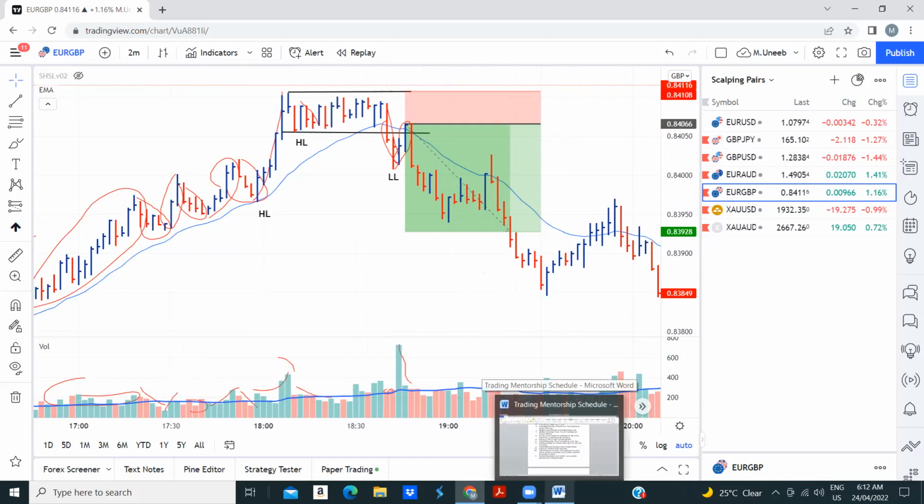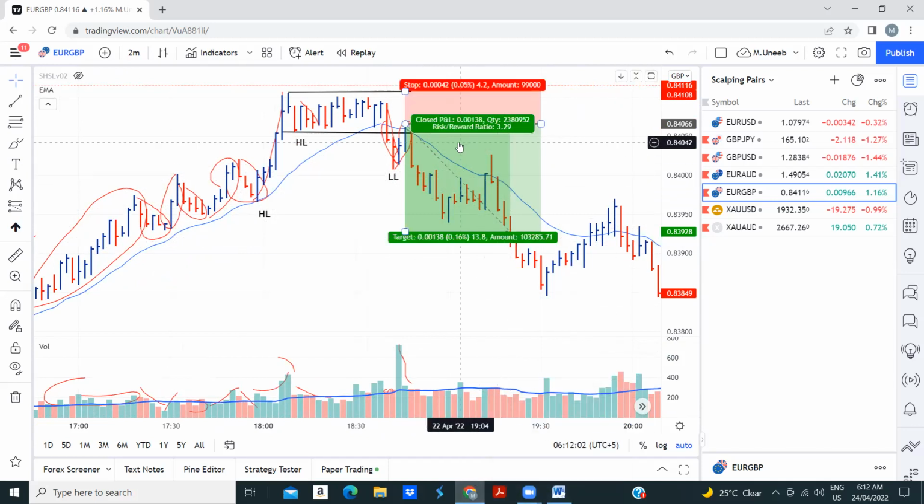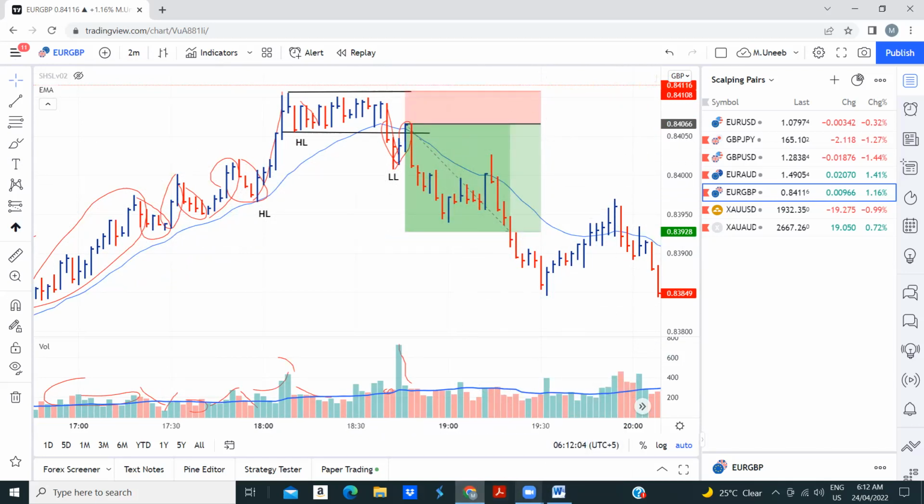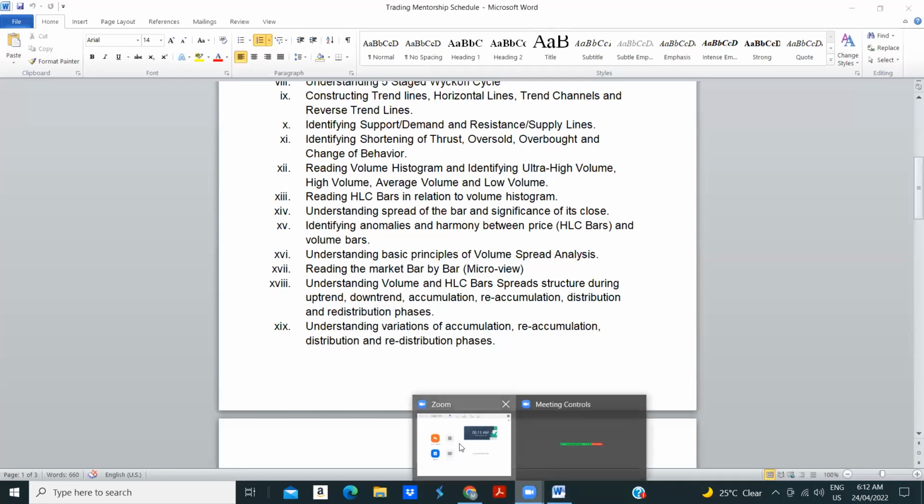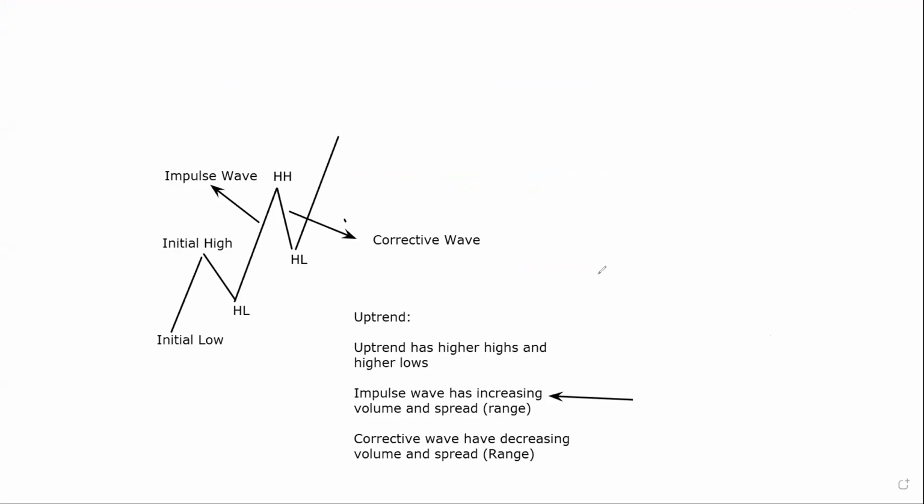Got it. Okay, so this is what happens. You see how the volume behaves in an uptrend and a downtrend. We have covered this volume now. Similarly, we have another thing for downtrend.